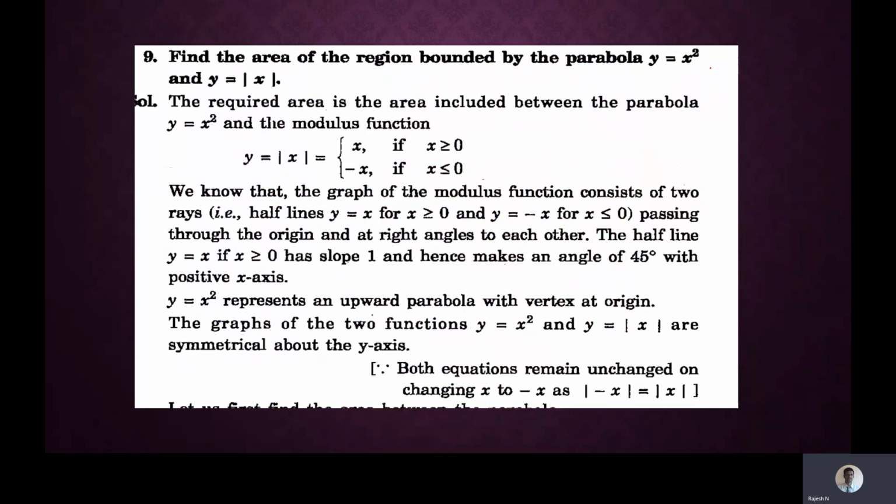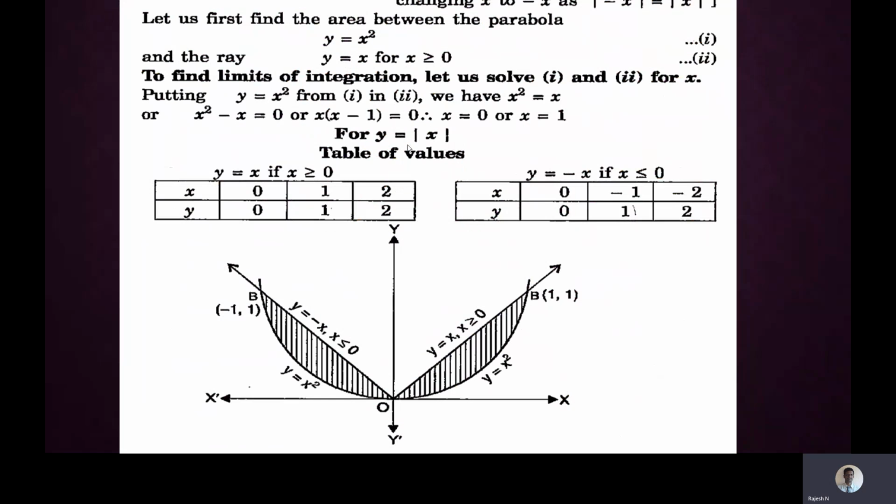Find the area of the region bounded by the parabola y is equal to x squared, an upward parabola, and y is equal to root x, the modulus function. As all of you know, y is equal to modulus x means plus x if x is greater than 0, or minus x if x is less than 0. So both y is equal to x squared and y is equal to modulus x are symmetric with respect to the y axis. So y is equal to minus x, this is y is equal to x. You have to find out this portion. Anyway it is symmetrical, so you find out this portion's area and multiply with 2.